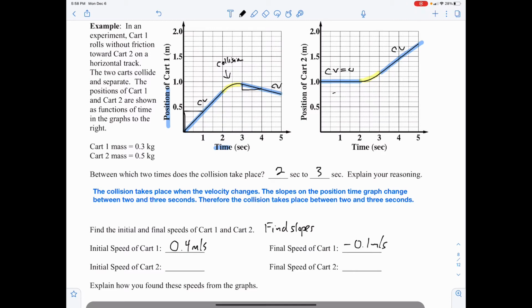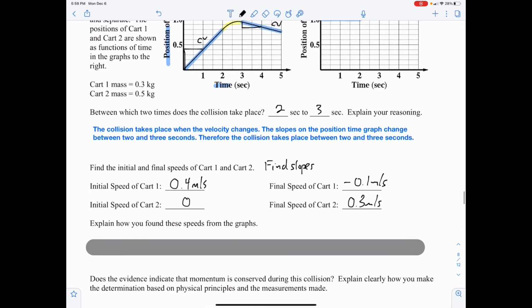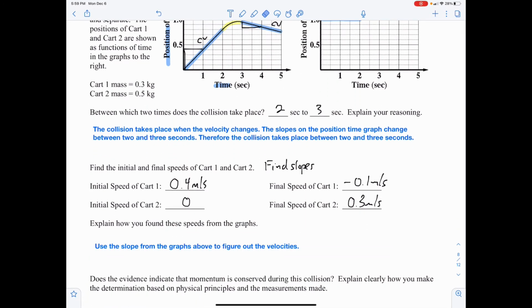The initial speed of cart 2 is 0. It's not moving. The final speed is this right here, where it's going from here to, let's say here. So it's going up 0.1, 0.2, 0.3 over 1 second. So 0.3 meters per second. Again, how did you find these speeds from the graph? Slopes.